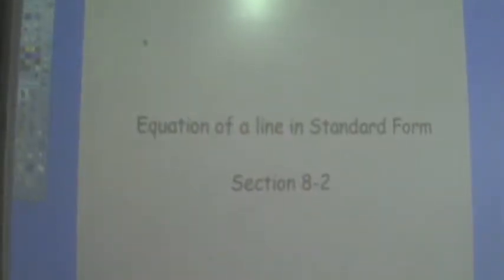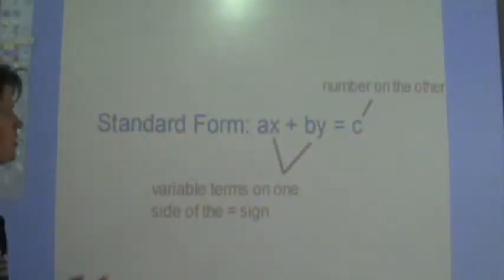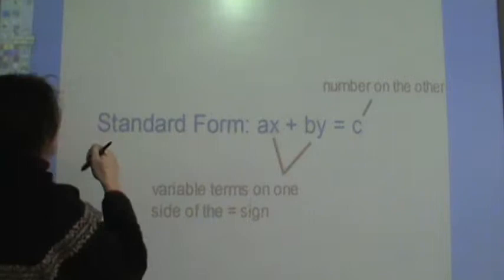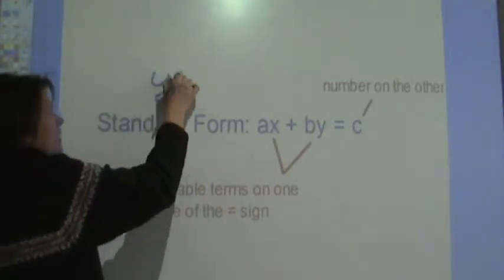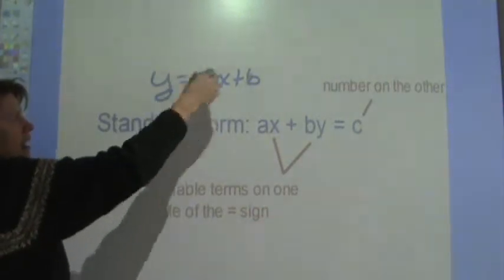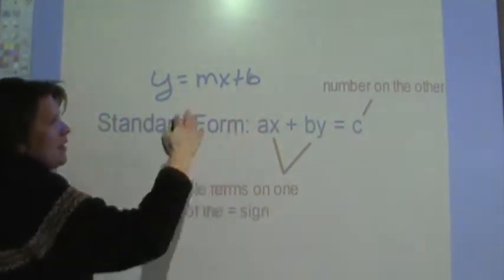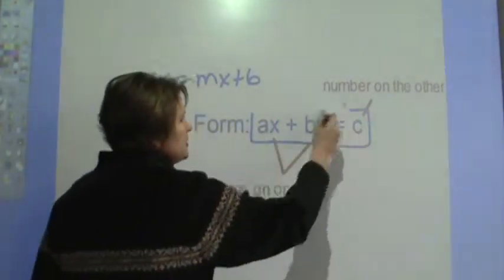Okay, we're going to look at the equation of a line in standard form. This is standard form, a little different than last week. If you remember last week, we did this one. Your x and your y are on opposite sides. Your y is by itself, your x is on one side, and the number is by itself. This one's different, okay? It's ax plus by equals c.